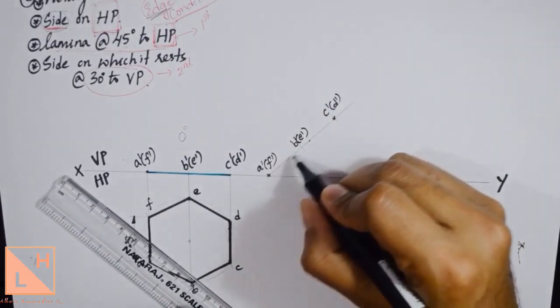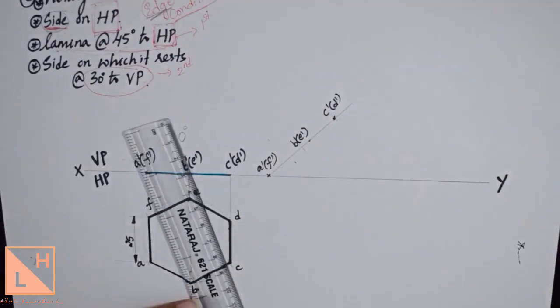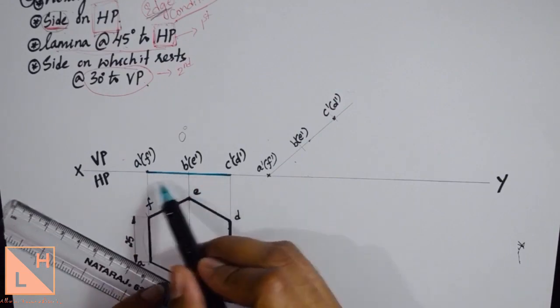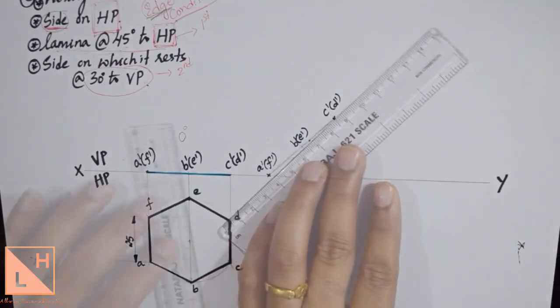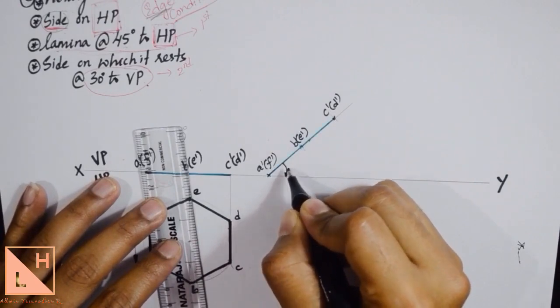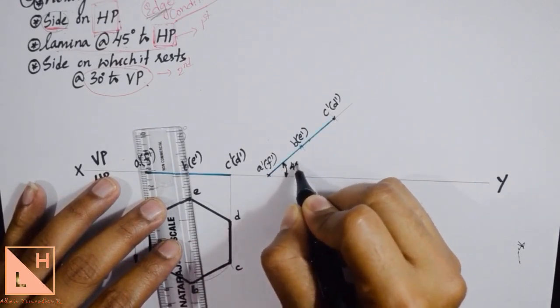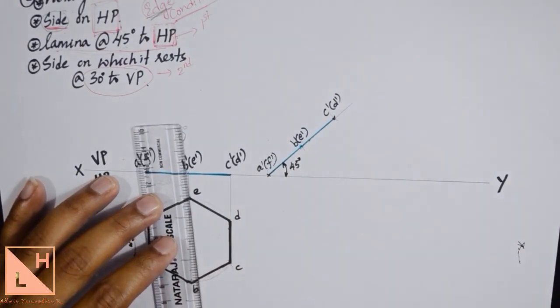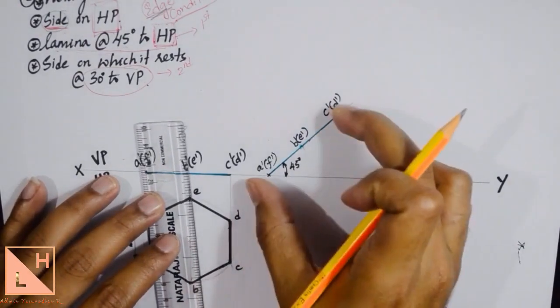join the line from A dash to C dash as a dark line, as you did in the front view in the first position. So we'll darken this line. Do not forget to mention the angle at which you have inclined it. So here it is 45 degrees. Now the one condition is applied. We have got the front view.